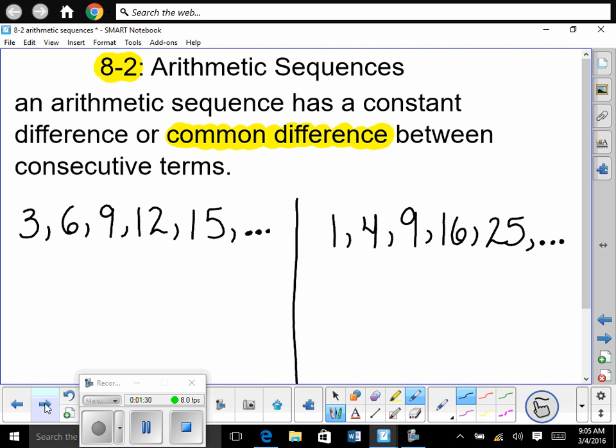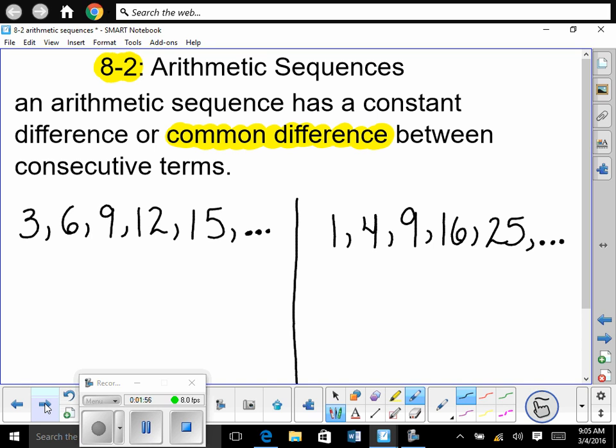Okay, let's get started. So we just started our unit with sequences and series, and we were dealing with sequences yesterday. So we're going to be dealing specifically with arithmetic sequences today. So, 8-2, here we go. You're going to need to take a few notes, guys. An arithmetic sequence has a constant difference or common difference between consecutive terms. We were seeing stuff like this yesterday. Today we're going to focus in on arithmetic sequences.